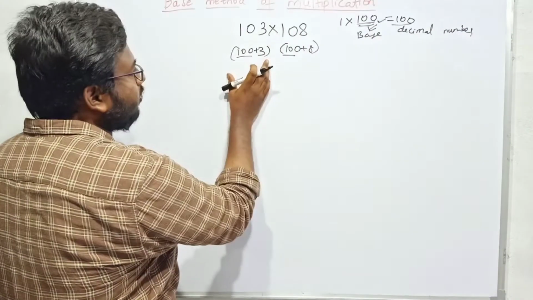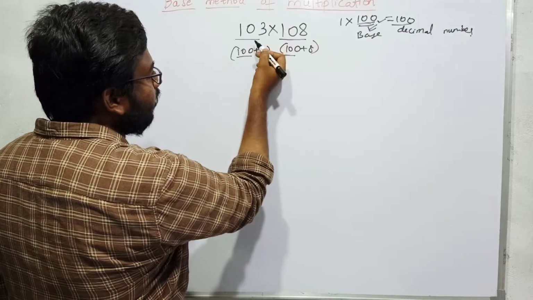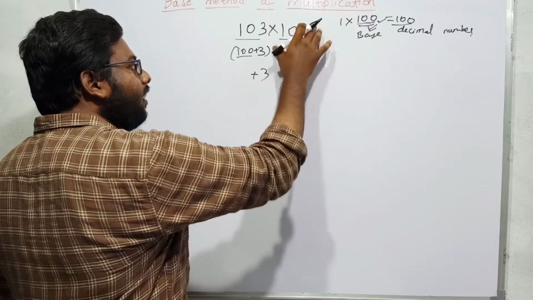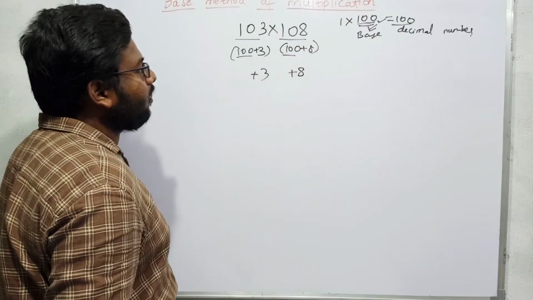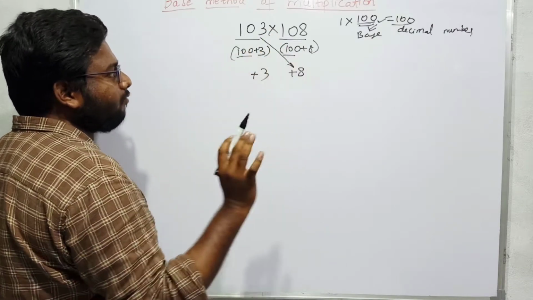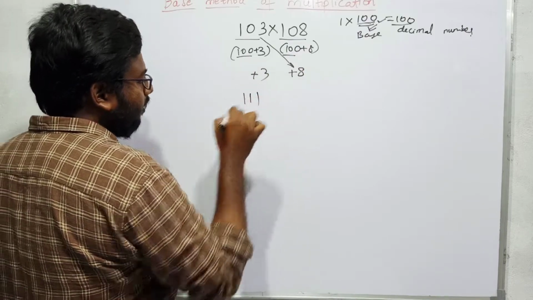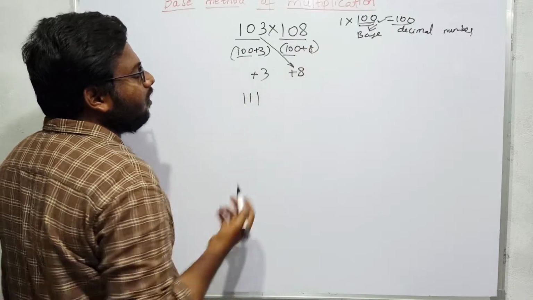So if I have to solve this problem, let us see, this is 103, this is 108. 103 is how much greater than 100? This is plus 3. 108 is how far from 100? This is 8 far from 100. So what I have to do now is multiply crosswise. I can add crosswise, that is 103 plus 108, which is nothing but 111. Otherwise, 108 plus 3 is 111.